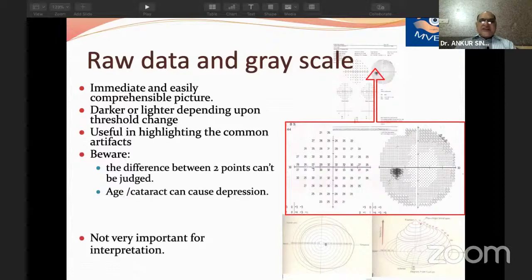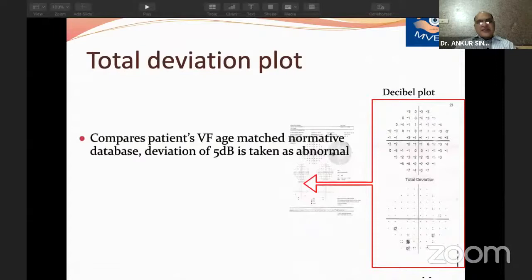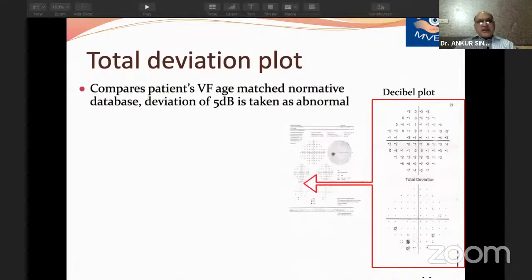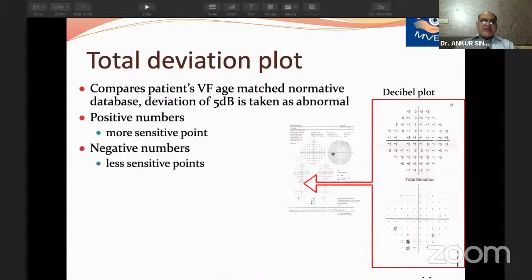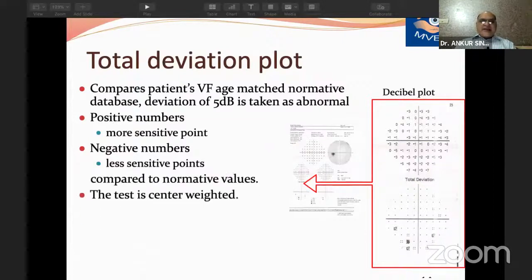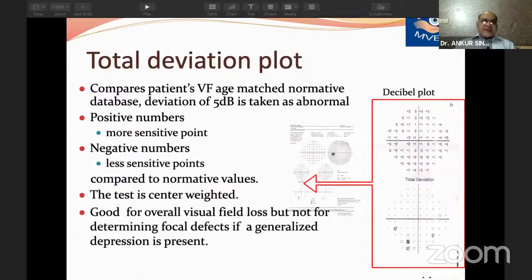So it is not one of the very important things for interpretation of reading a single visual field in our case. Now we move on to the total deviation plot. It compares the patient's visual field with an age-matched normative database, and a deviation from the normative database by a factor of 5 decibels is taken as abnormal. It designates positive numbers and negative numbers, which are more sensitive and less sensitive points as compared to the normative database. And then it is also a center-weighted kind of parameter.